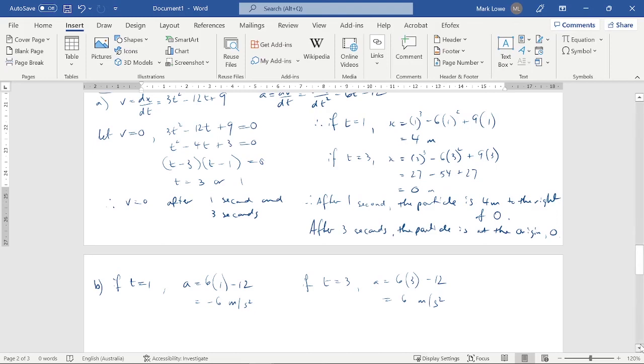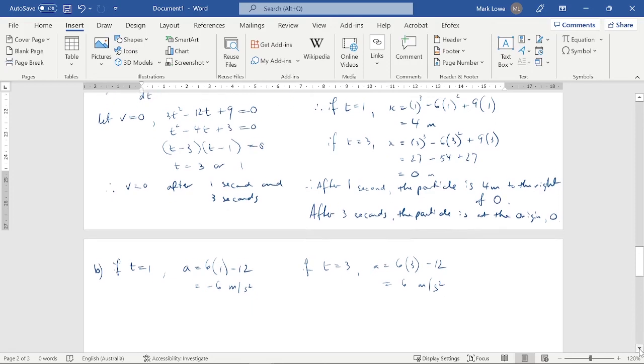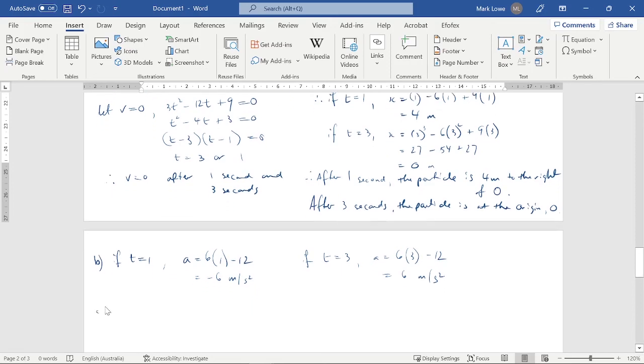C: find its velocity when its acceleration is 0. So doing a similar thing to the first part, let a equal 0. So we've got 6t minus 12 equals 0.